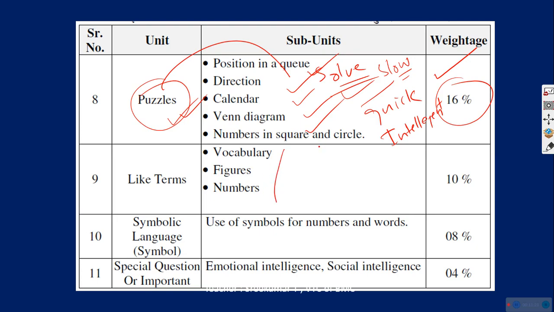Comparing like terms, vocabulary, figures, numbers, all these are used for testing the ability to understand like terms and symbolic language. Instead of numbers and words, we will be using symbols, and whether you can go further and conclude about it is what is tested in this session. And finally, a special question on emotional intelligence and social intelligence is also included in your question paper to check your emotional quotient, I would say. How fit you are socially, how fit you are emotionally, this is also tested.